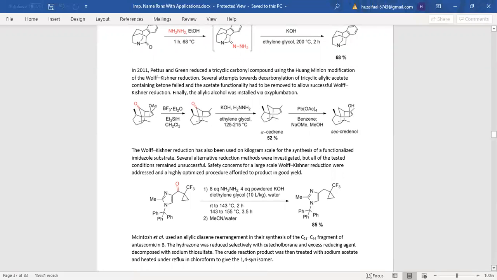McIntosh used an allylic diazene rearrangement in their synthesis of the carbon-21 to carbon-34 fragment of antascomicin B. The hydrazone was reduced selectively with catecholborane, and excess reducing agent was decomposed with sodium thiosulfate. The crude reaction product was then treated with sodium acetate and heated under reflux in chloroform to give the 1,4-syn isomer.